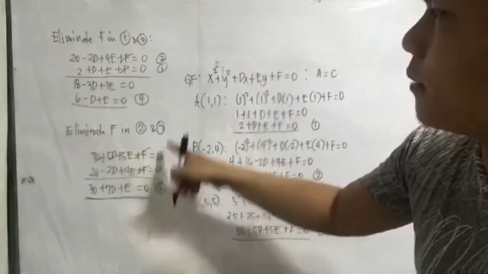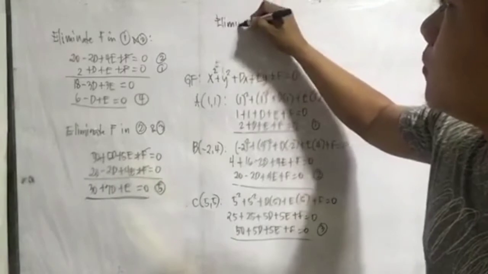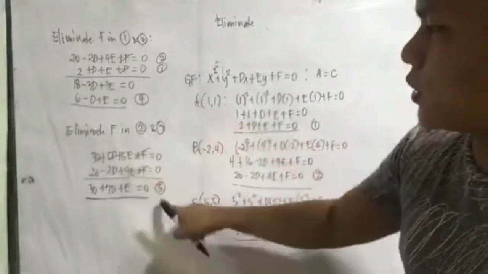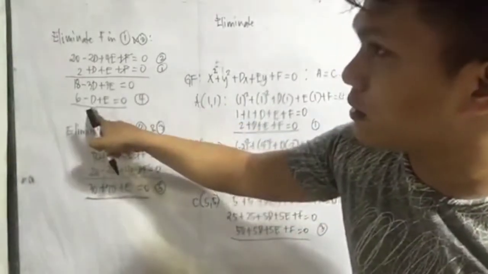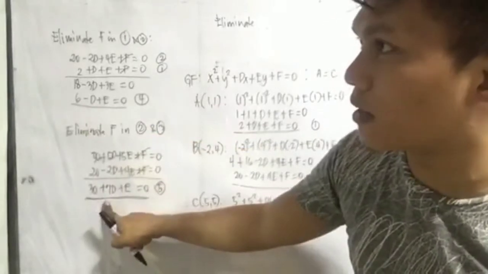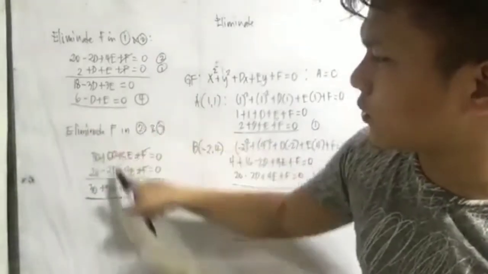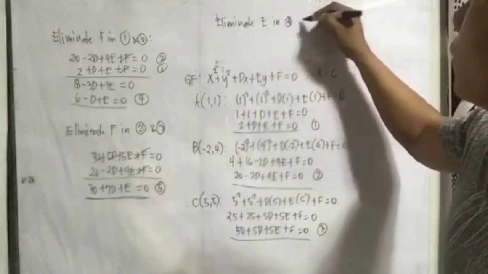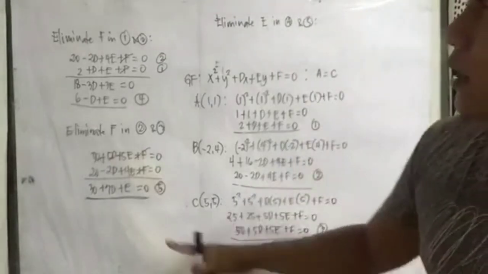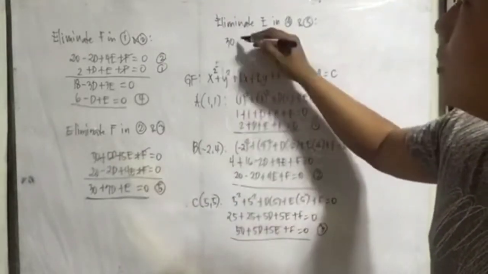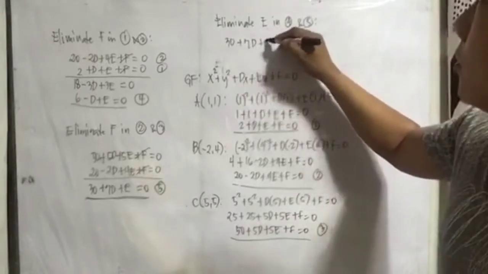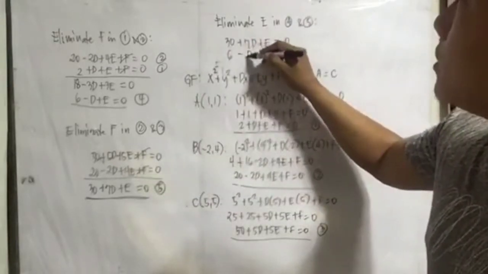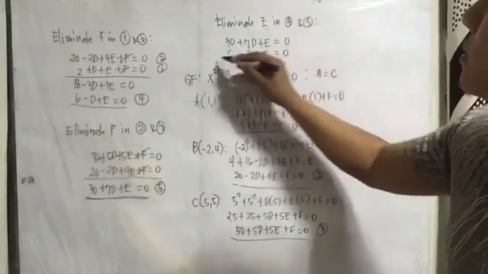So alin na pwede natin i-eliminate sa equation 4 at equation 5? Dito, si D is a single variable. Dito meron siyang 7. So si E, single variable dito. Tapos dito, single variable din. So we can eliminate E in equation 4 and equation 5. For equation 5, we have 30 plus 7D plus E is equal to 0. Then we have 6 minus D plus E equals 0.